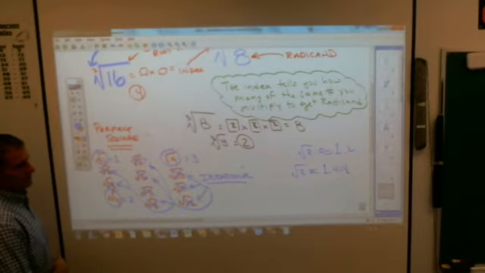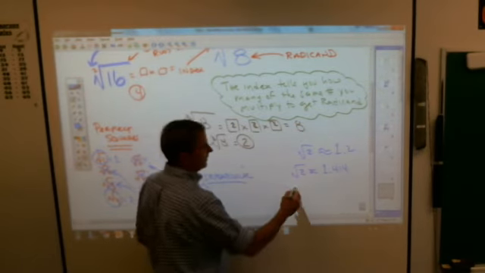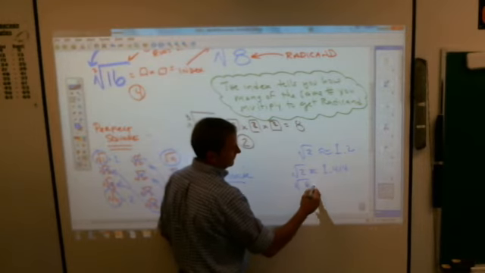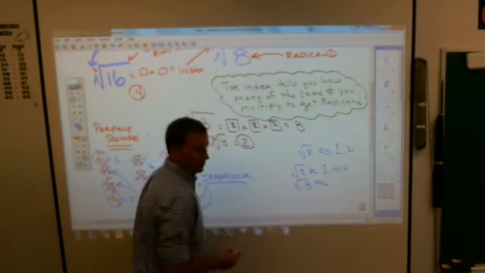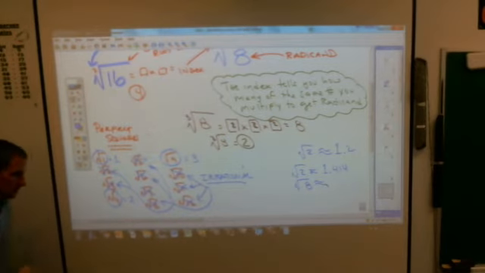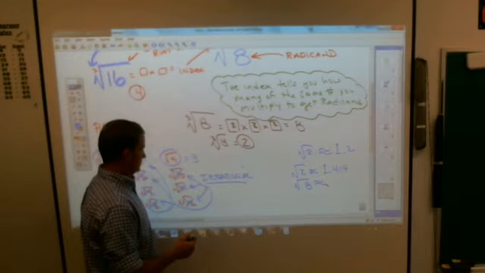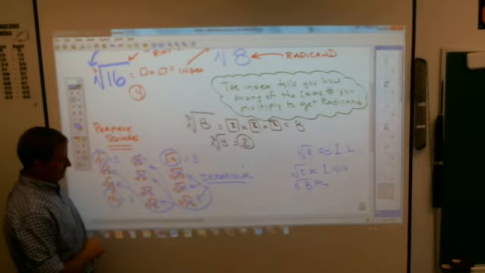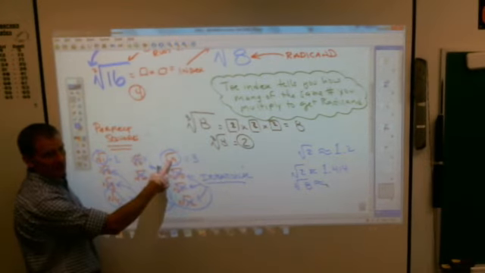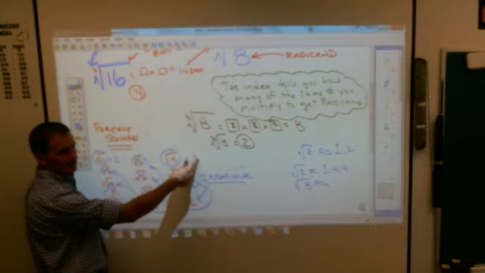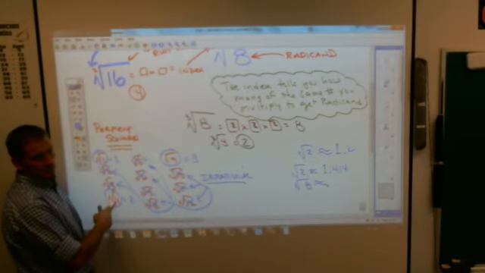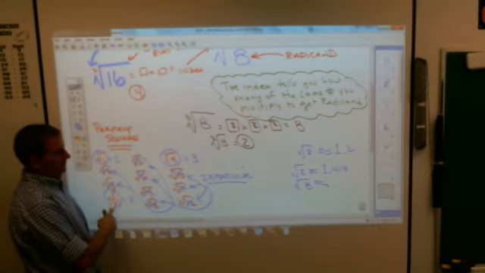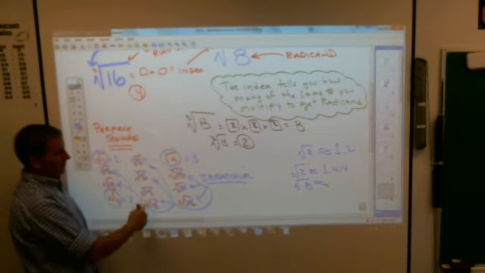$1.41. If I asked you to estimate the square root of 8, what is your guess? Kevin Wills, what would you guess the square root of 8 would be close to? Well, you know it's got to be less than 3, because that's the square root of 9. You know it's got to be more than 2, because that's the square root of 4. Those are the 2 perfect squares it falls between.